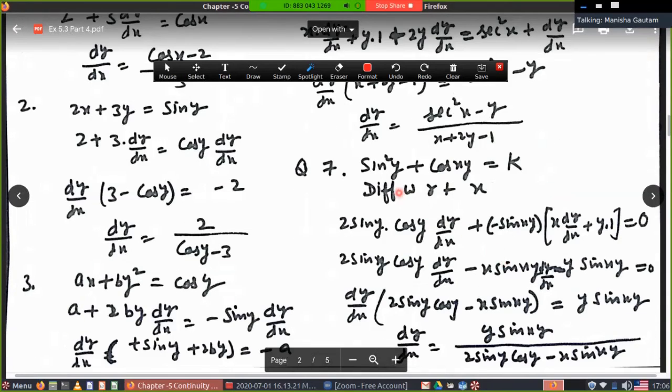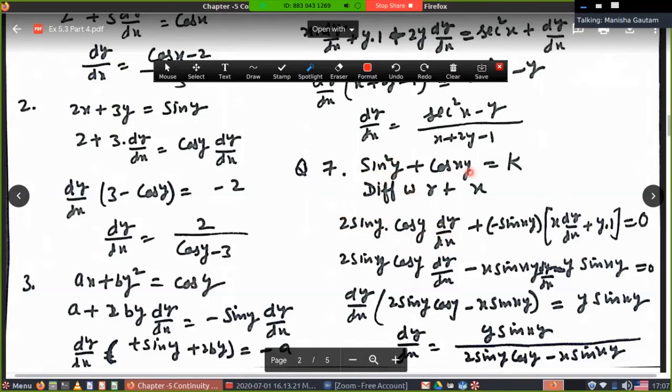Next, question number 7. Sine square y plus cos xy is equal to k, k is any constant. Sine square y, first of all, you have to solve the power. Taking 2 out, sine y, 2 minus 1 means power 1 will be there. And this is y. It means the derivative of sine y is cos y and dy/dx. The chain rule will be used here.